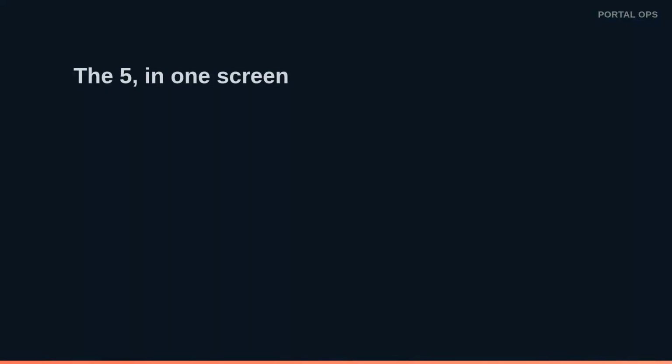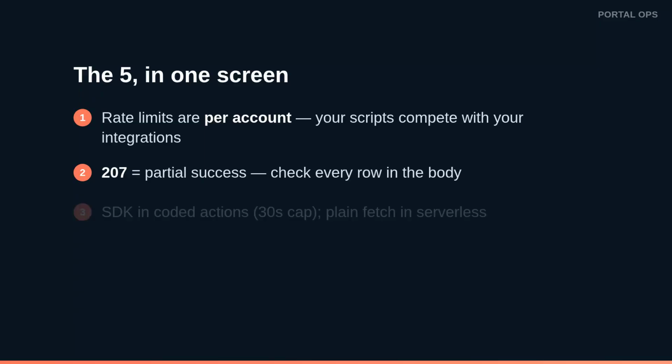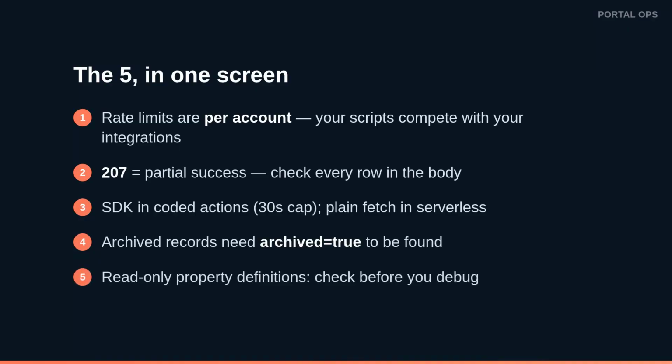Quick recap. Rate limits are shared across your whole account. 207 means check every row, not the status code. The SDK lives in coded actions with a 30-second leash, and serverless wants plain fetch. Archived records hide from search until you ask for them by name. And when a write fails weirdly, read the property definition first. It might be read-only by design.